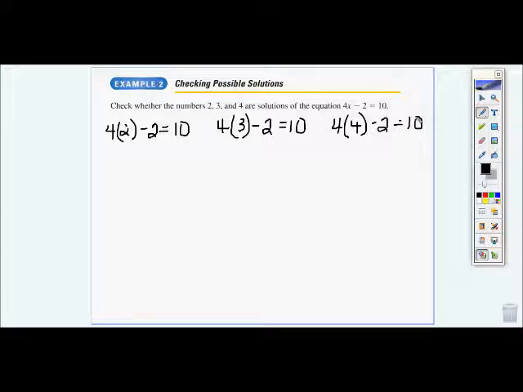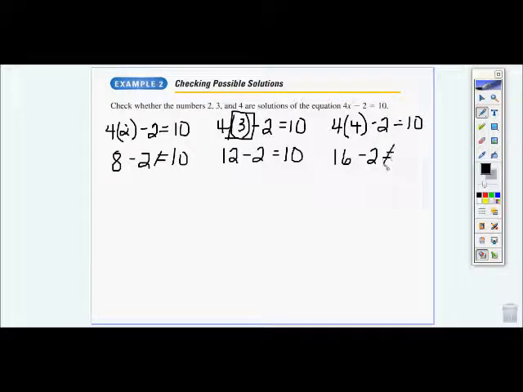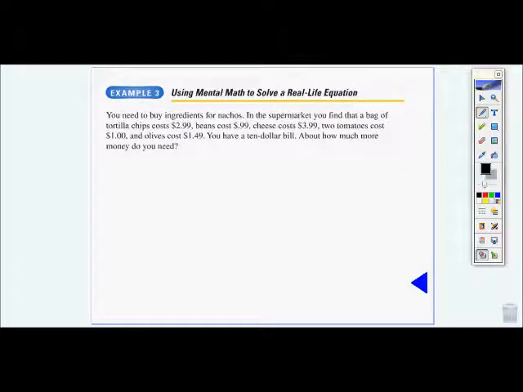All right, so 4 times 2 is 8. 8 minus 2 does not equal 10, so 2 is not a solution. 4 times 3 is 12. 12 minus 2 does equal 10, so 3 is a solution. And 4 times 4 is 16. 16 minus 2 does not equal 10. So the only solution out of those possible numbers that we checked would be 3. And remember, you can use the equal sign with the diagonal through it to say it's not a solution. That means it's not equal.